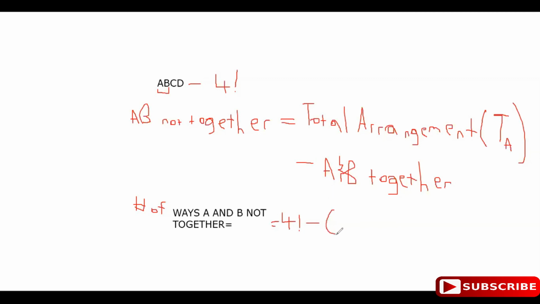The number of ways A and B being together would be, A and B is like one item now, so it's 3 factorial times 2. And so the number of ways of A and B not being together is going to be 4 factorial minus 3 factorial times 2. This works out to be 4 factorial, which is 24, minus 3 factorial times 2, which is 12. 24 minus 12 is 12. Now, this is using the formula.